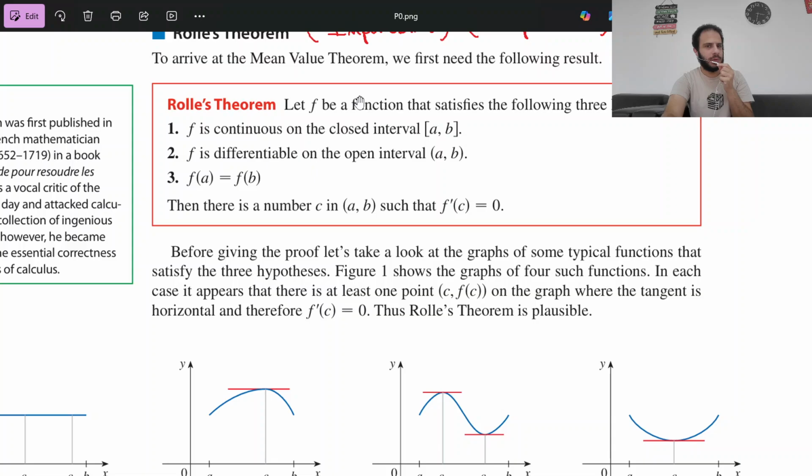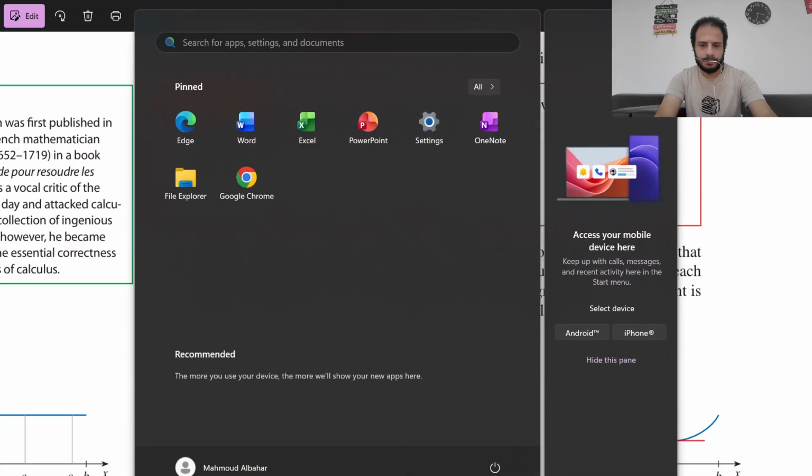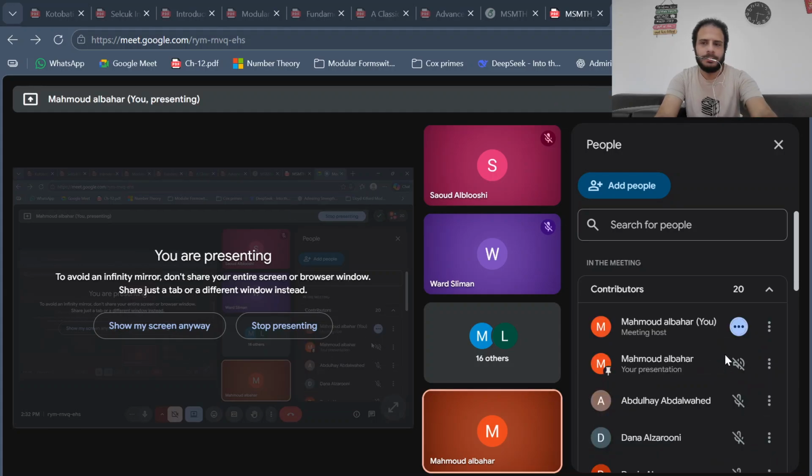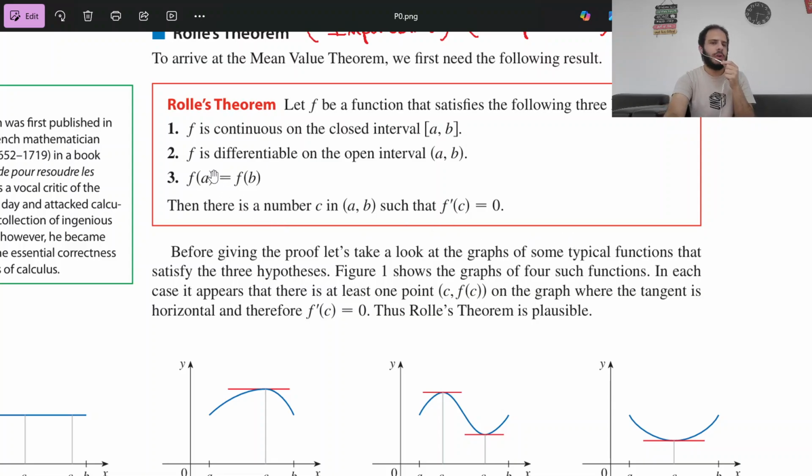One, f is continuous in the closed interval a to b. Two, f is differentiable on the open interval a to b. Three, f of a equals f of b. Then there is a number c in the open interval (a, b) such that f prime of c equals 0. So this is Rolle's theorem.